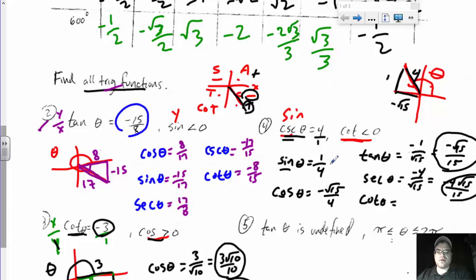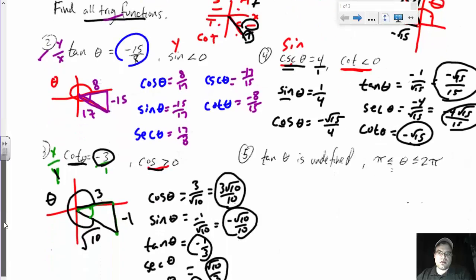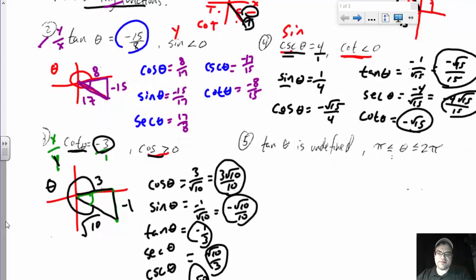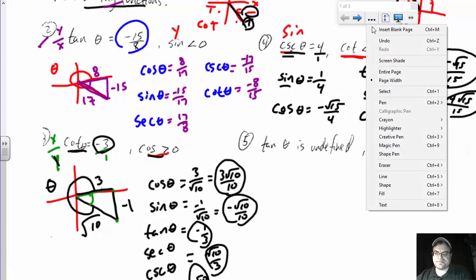Cotangent is the reciprocal of tangent, so we're going to flip this upside down. This is going to give me negative root 15. Okay, let's keep going. That's 2, 3, 4. Now we're on 5. Fantastic.